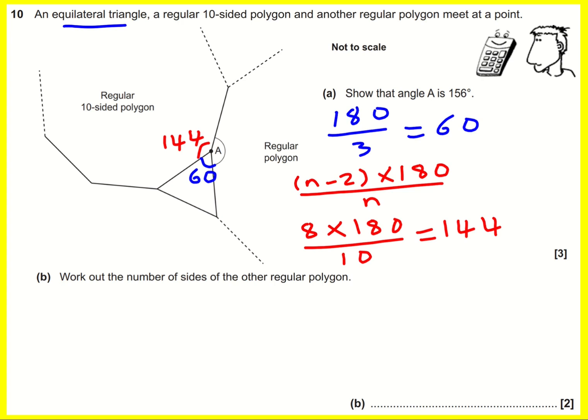And finally, that means we can work out what A is. A is going to be 360 minus 60 minus 144, which will indeed give us 156 degrees, as was asked for.